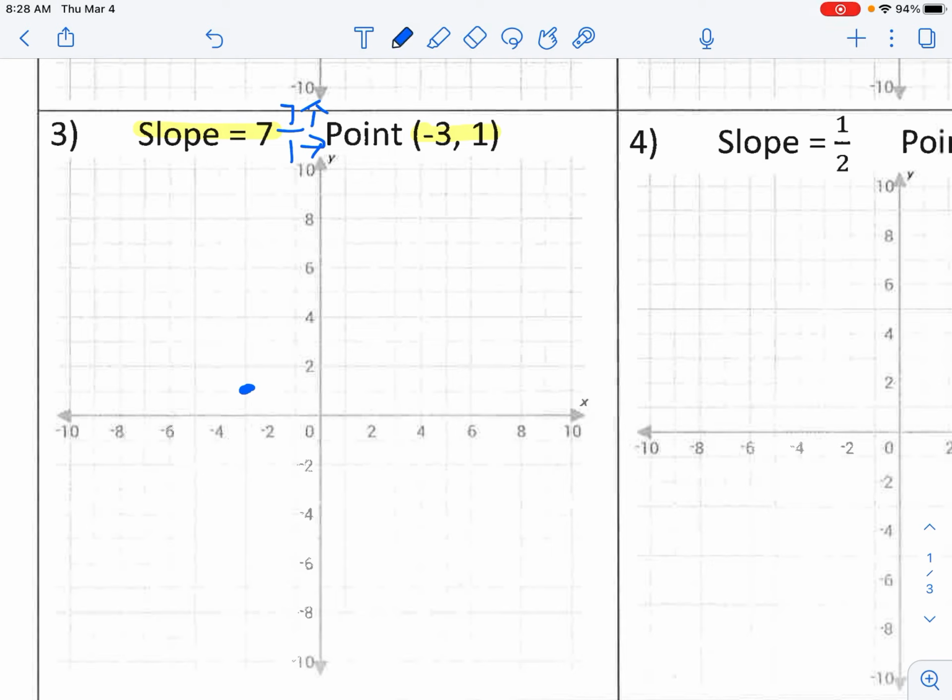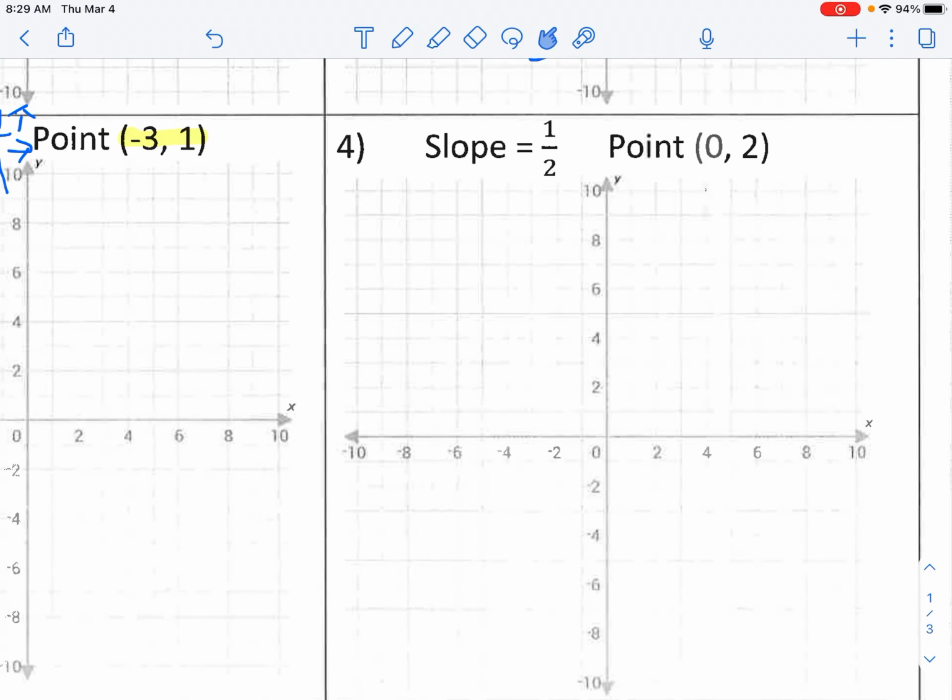So from there, this is going to be a very, very steep line. I would not want to climb this mountain. So from here, I'm going to go up 1, 2, 3, 4, 5, 6, 7, and right 1. So my next point is going to be right here. So you're going to connect your points together, draw your line, like that.